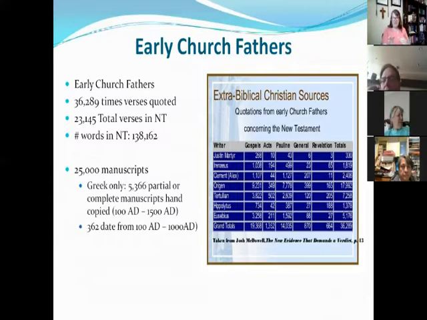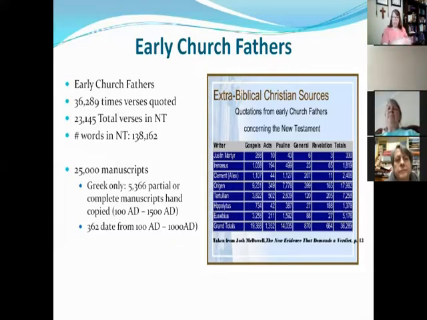So I have here a little meme that was taken out of the New Evidence That Demands a Verdict by Josh McDowell, which is an excellent, excellent resource to have. And he shows how many times they've quoted full or partial verses, and then from where. And you can see that Origen quotes it the most. 9,200 times in the Gospels, 7,700 times in Paul's epistles, and put them all together, Acts, Revelation, general epistles, he quotes nearly 18,000 verses of the Bible.